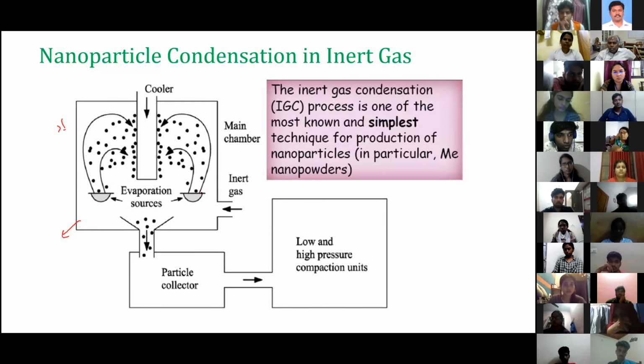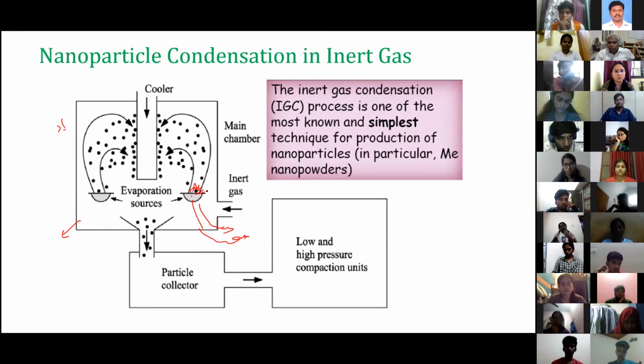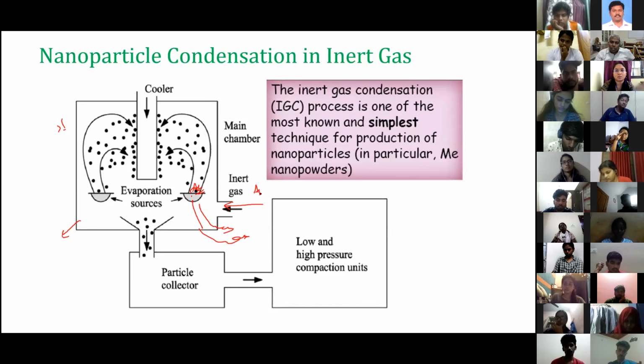There is a source, a cup kind of thing, like a boat. We say metal boats, like a molybdenum boat or tungsten boat, high melting point boats. It is electrically connected to a power supply. For example, if you want to coat silver, we keep our silver here, and we supply an inert gas. Most of the time we used argon gas here. Once argon gas is there, we evaporate the silver by using the power supply.